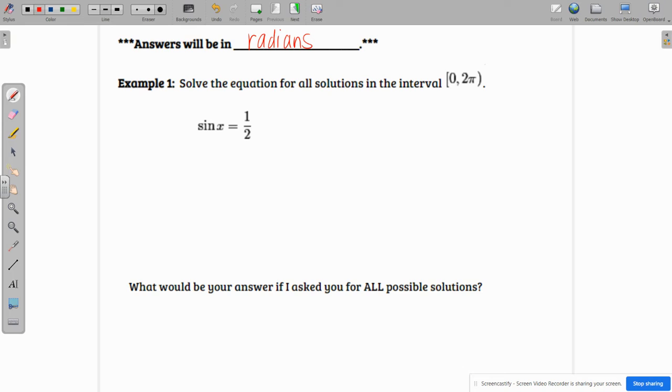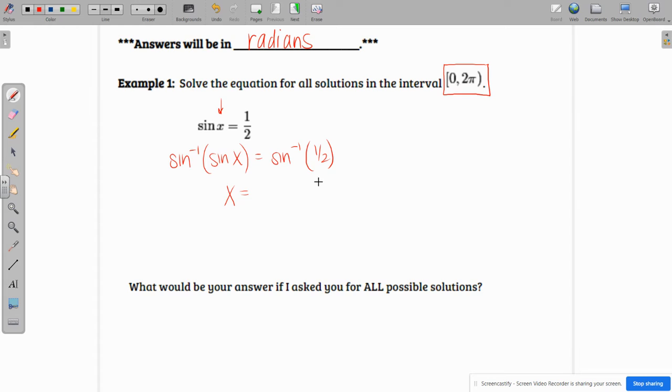That means that your answers should be within this interval. So the sine of x equals 1/2. We know that to isolate our variable x, technically you would be taking the inverse sine of both sides. So we'd be taking the inverse sine of 1/2, and the inverse sine of the sine of x isolates x for us.